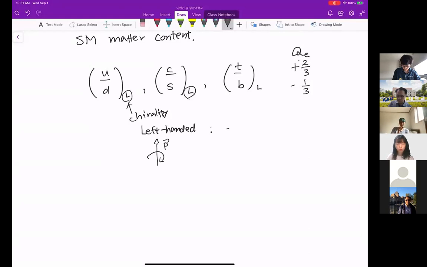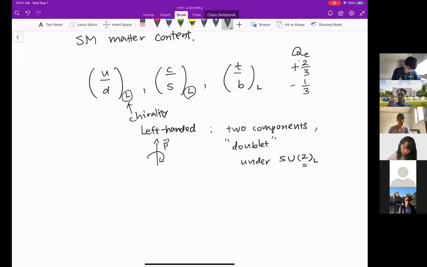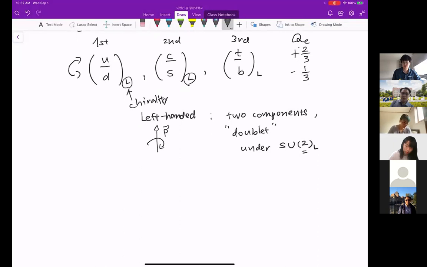And another thing is the two components. We call it a doublet, and it transforms under SU(2)_L. There's a number two in the SU(2) group, and this two is related to the doublet's two components. The first, second, and third generations repeat, and they have the same properties under SU(2), left-handed, and carry the same electromagnetic charges. What makes the difference between the two components? Of course, the electromagnetic charges distinguish them, and also the W boson exchanges one flavor for another.